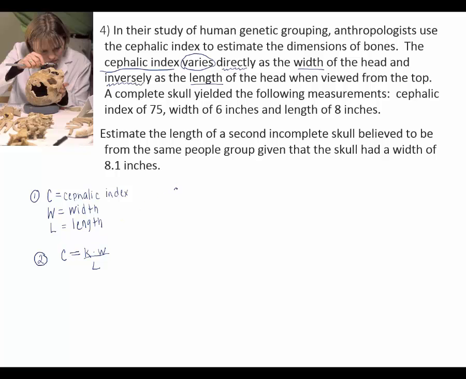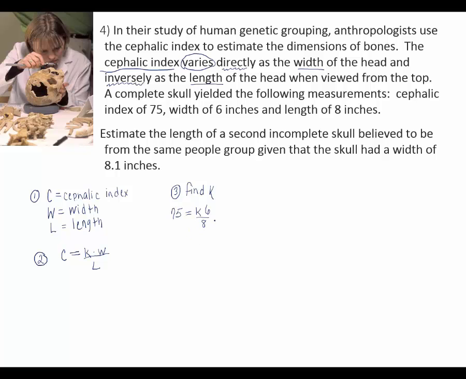Our third step is always to find the value for K. So in order to do this, I need to keep reading and find a set of numbers to fill into this equation. It says a complete skull yielded the following measurements: cephalic index of 75, width of 6, and length of 8. So that gives me the set of numbers that allows me to find K. So cephalic index of 75 equal to K times 6 for the width divided by 8.